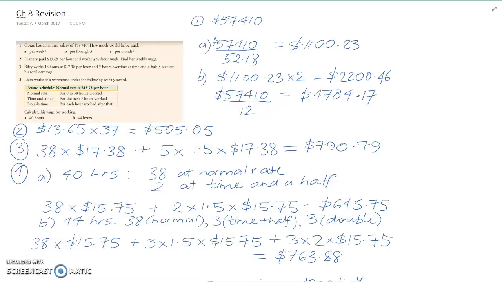Okay, another exciting instalment on our homework help. So I'm looking at Chapter 8 revision for you, and I've got a copy of the questions that I'm going to go through with you.